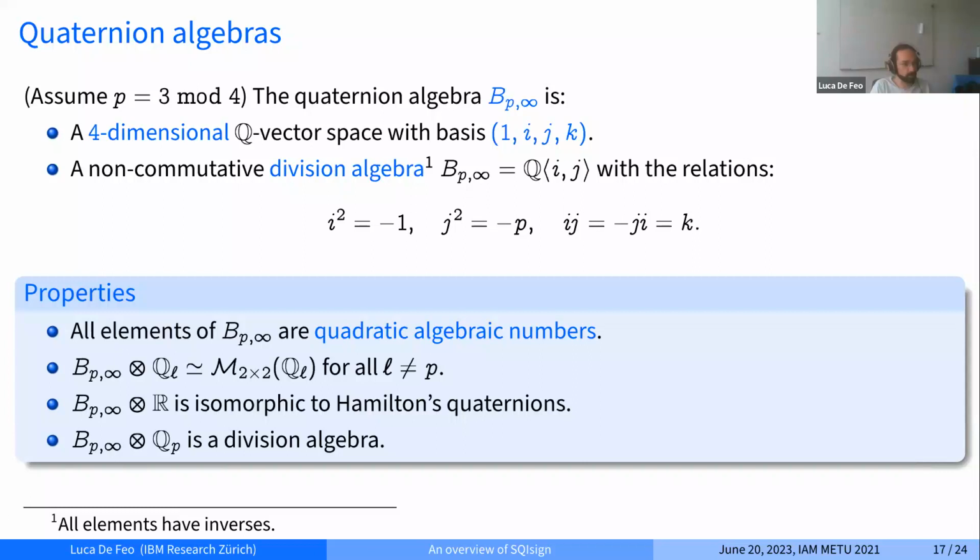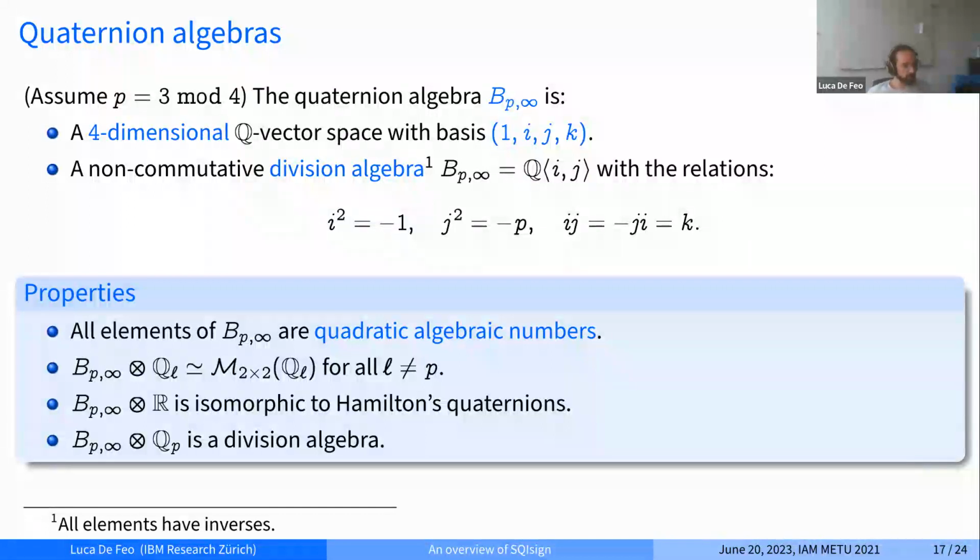a list of multiplicative relations. The relations are i squared equals minus 1. So if you remember, this coincides with the iota of my elliptic curve. j squared equals minus p. So this coincides with the Frobenius of my elliptic curve. And then the anti-commutation: i times j equals minus j times i. And this is what we usually call k. So this is a well-defined, non-commutative division algebra, meaning that every element has an inverse, but it's not a field because it is not commutative.